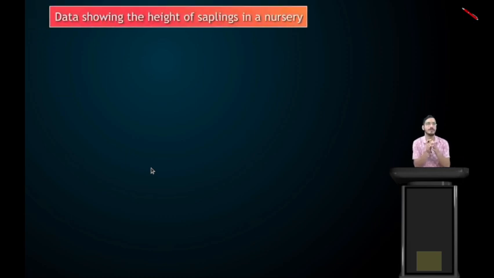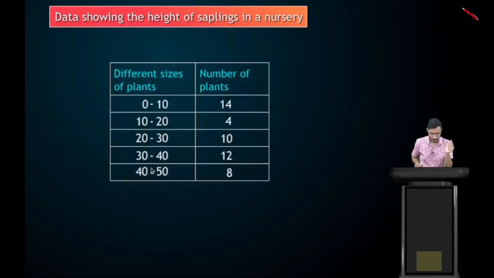Now, data showing the height of seedlings in a nursery. Here you can see different sizes of plants and number of plants. You can see 0 to 10, number of plants are 14, 10 to 20, 24, 20 to 30, 10. So here are different sizes of plants and number of plants.